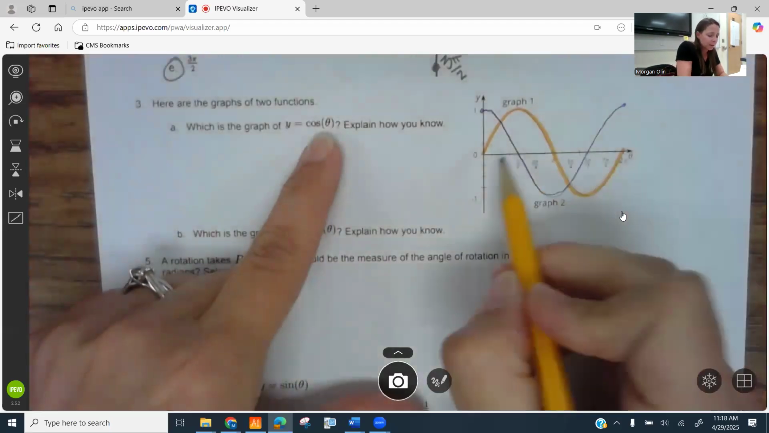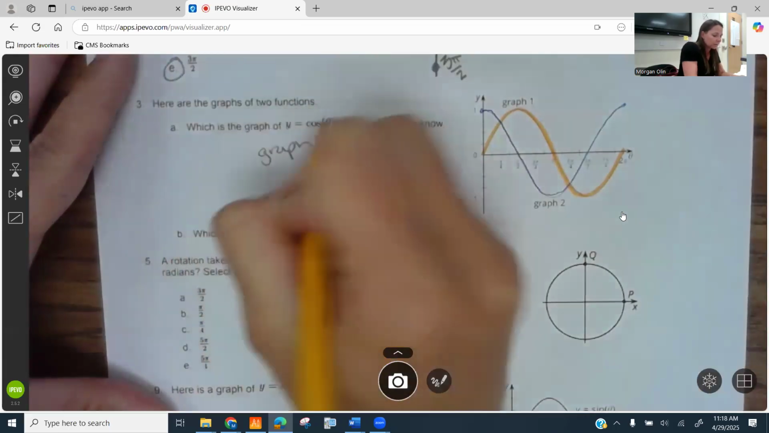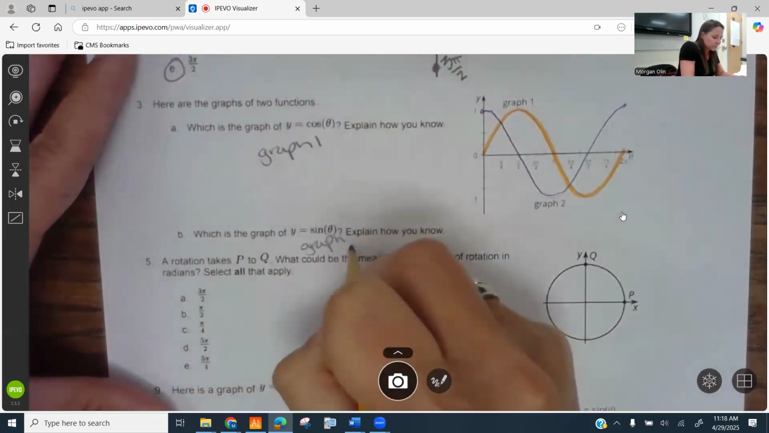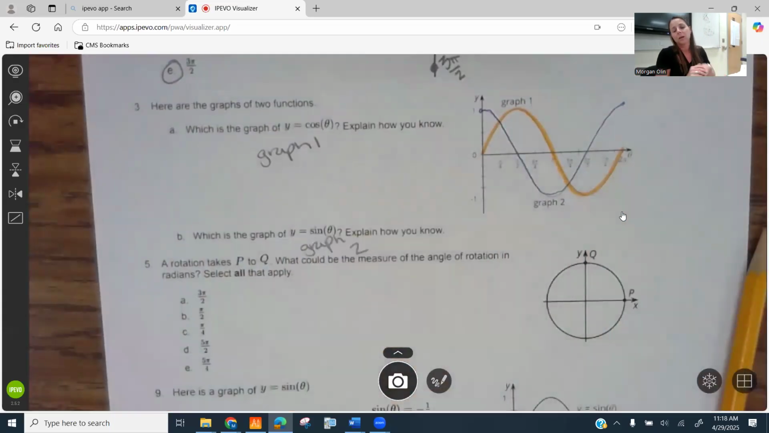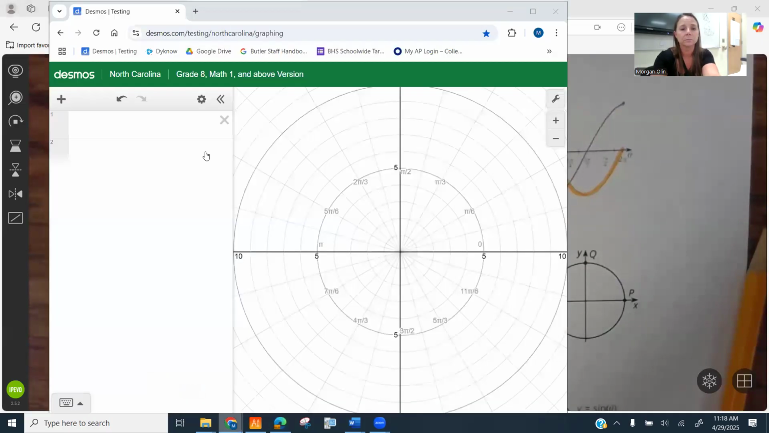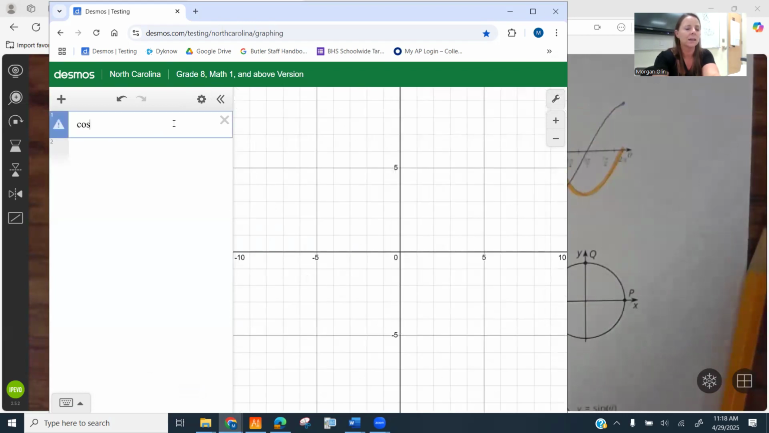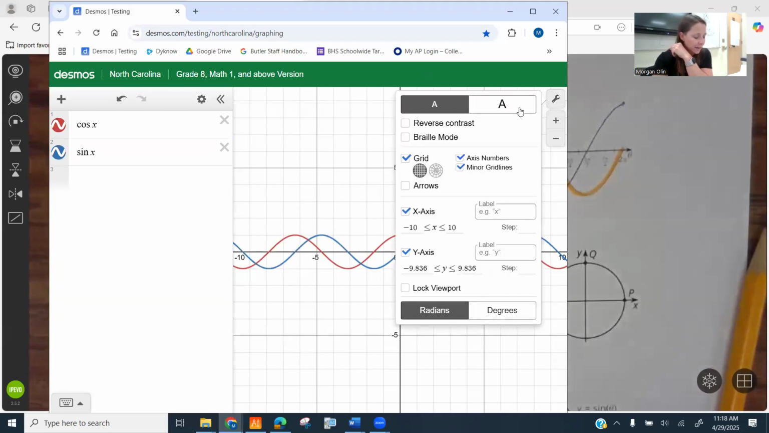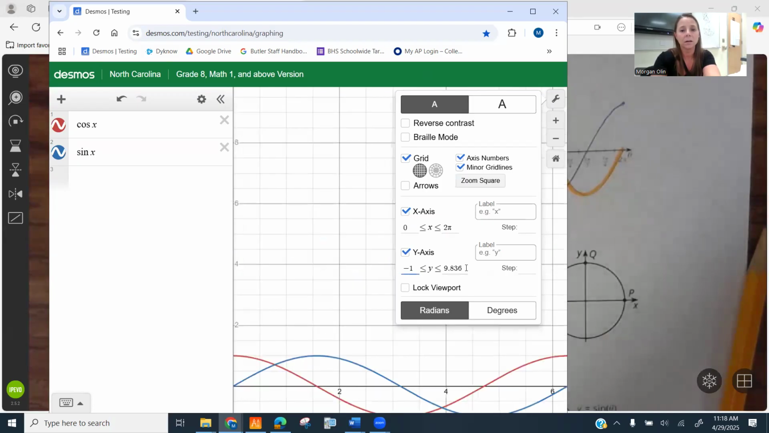Cosine starts above the midline. The midline on both of these is 0. So here, this one has to be graph 1. Now, which is sine of theta? Well, this has to be graph 2, because sine of theta starts on the midline, and that's our orange graph right there. And again, you could plug both of these in. All right, I have to go back to here, and I could put x and then sine of x. But again, you want to go from the x values of 0 to 2 pi, and then here, -1 to 1.